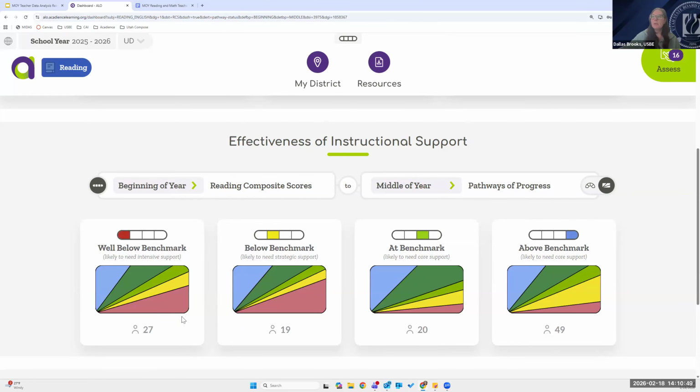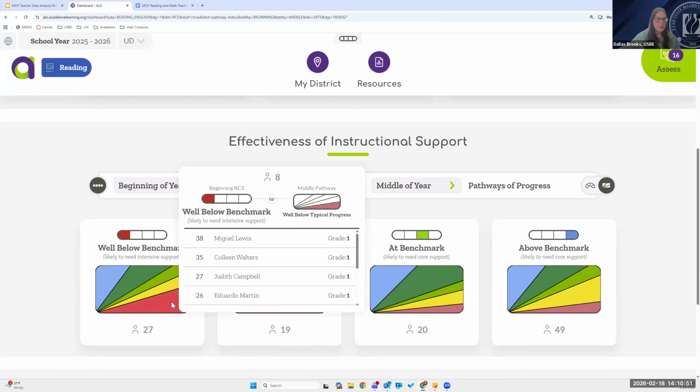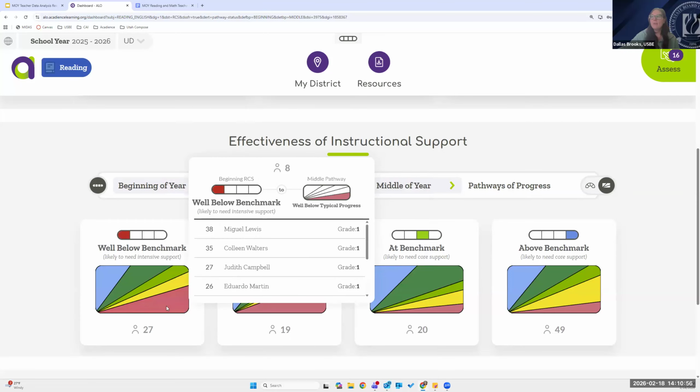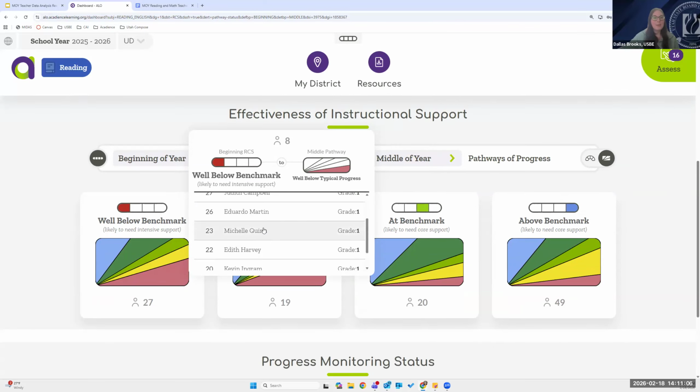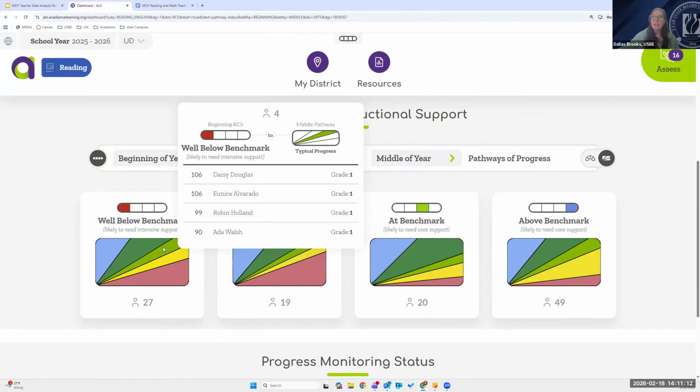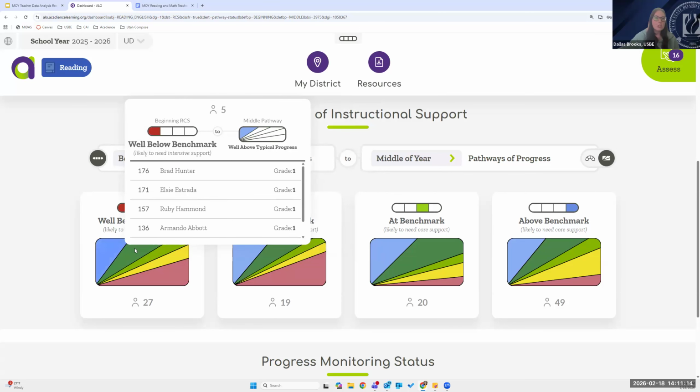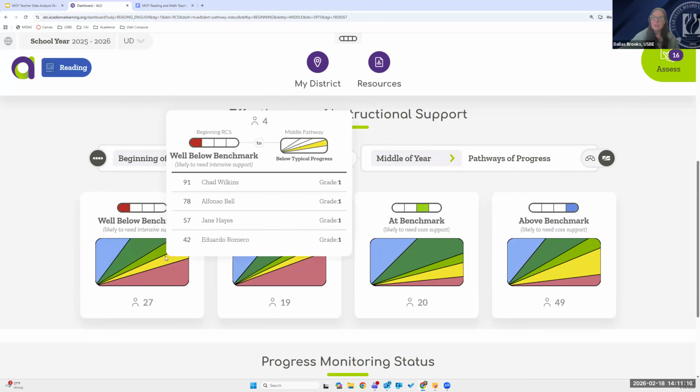Just like with the rainbows, you can hover over any of those color blocks, and it is an interactive display, so it will tell you how many students. So I had 8 students who are making well below typical progress, and it will list out those students for me, those ones that I'm like, okay, I really need to work with these students because they're not making the growth they need to make.